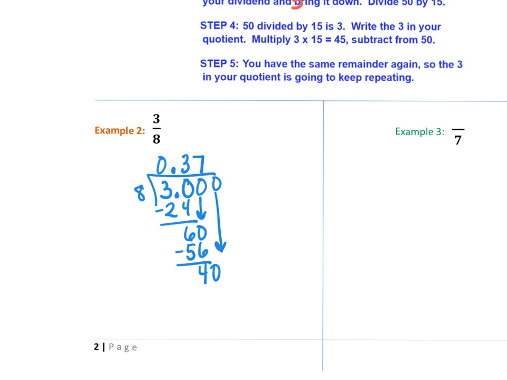8 into 40 is 5. 5 times 8 is 40. Subtract, 0. That's how you know you're done, is when you get to a 0, or our remainder continues to repeat, or we tell you to only go to a certain number of digits. So 3/8 as a decimal is 0.375. The way we would read that would be 375 thousandths.